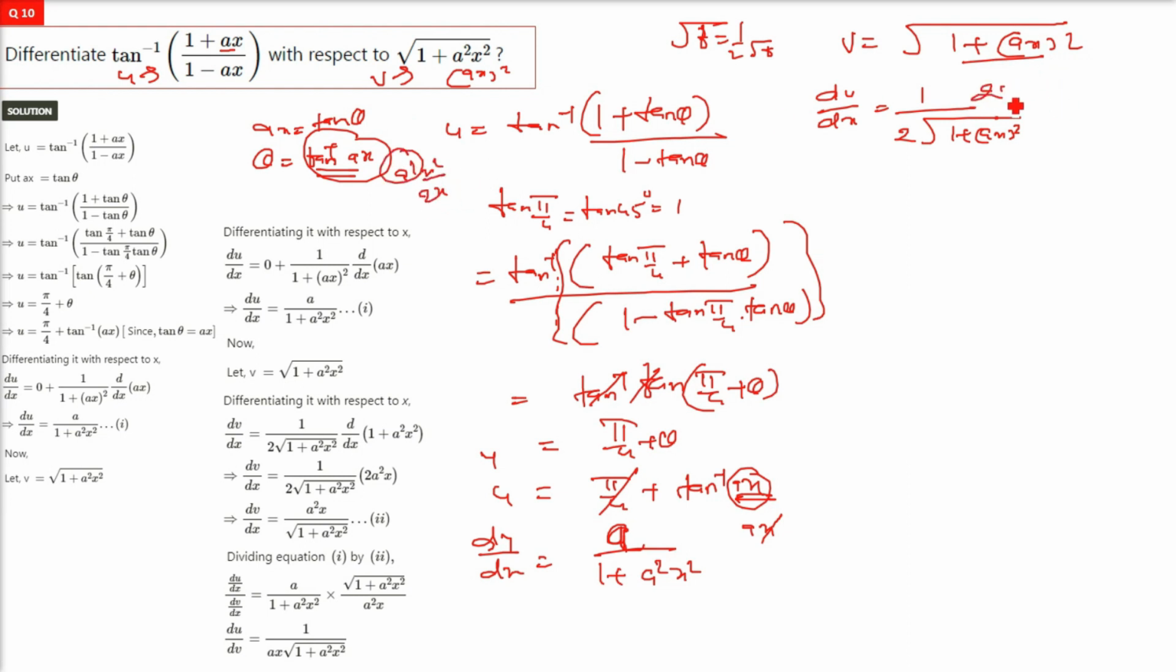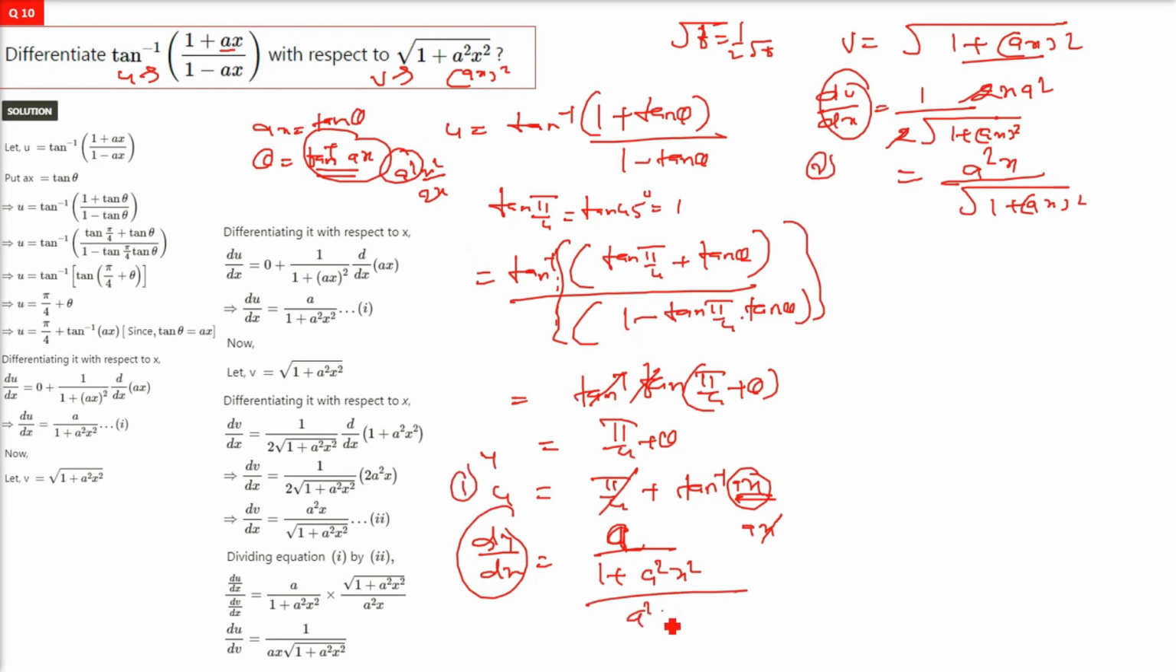And this will be 2x. So 2x a square it is. You can cancel 2 now. It will be a square x by under root 1 plus a x whole square or a square x square. Okay. So you have du by dx, you have dv by dx. Now in order to find out the final result, we have to find out du by dv. So I am taking that, dividing it now.